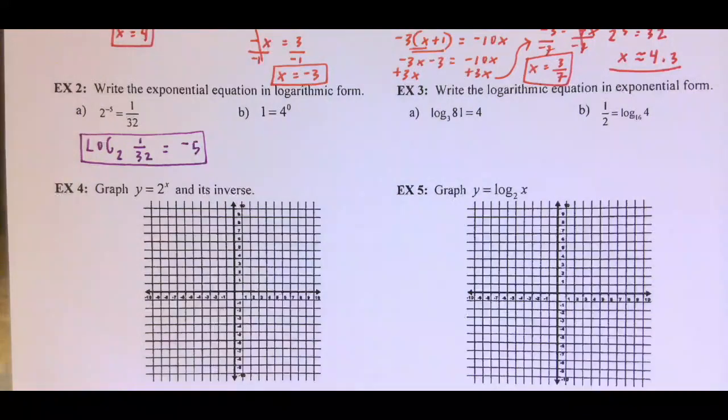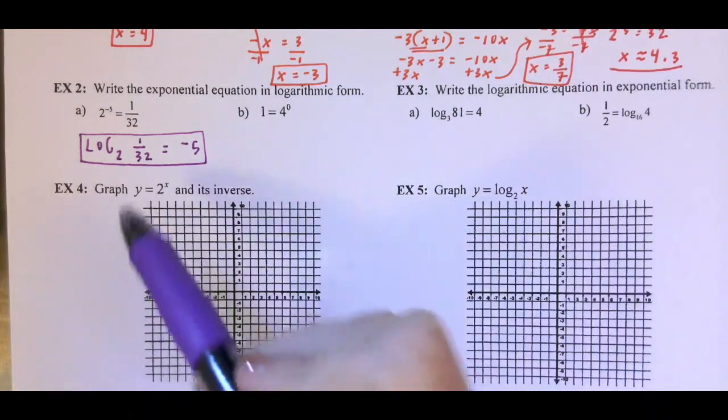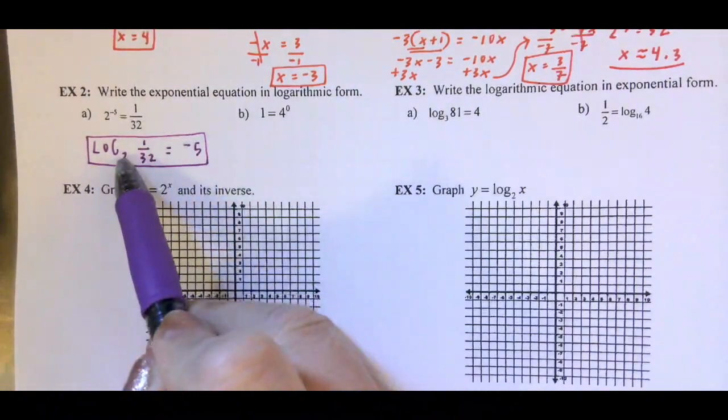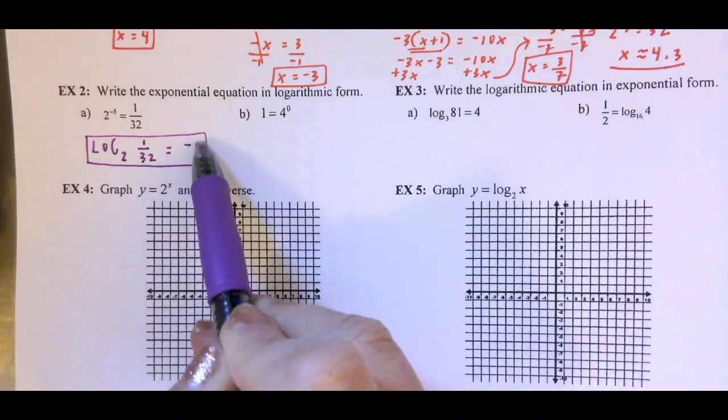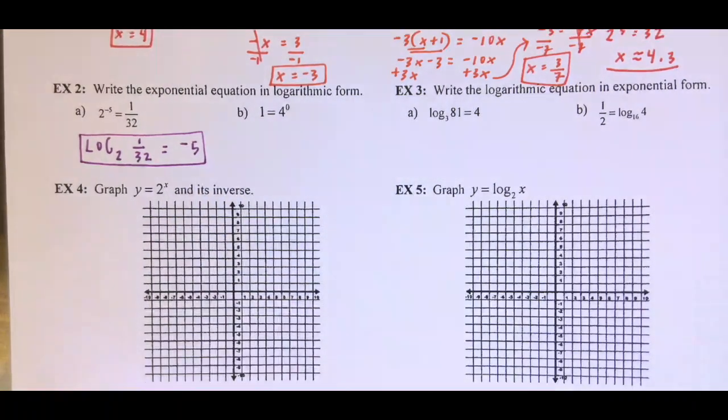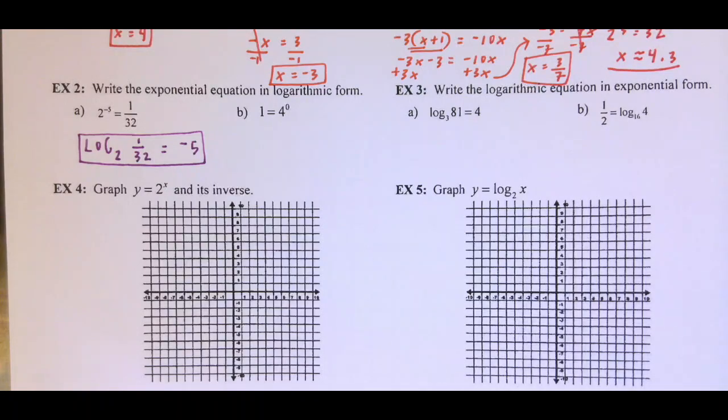Now, if I picture that going back into exponential form, I picture this kind of circular motion. 2 raised to the negative 5th power gets us back to 1 over 32, and it does. That makes sense.